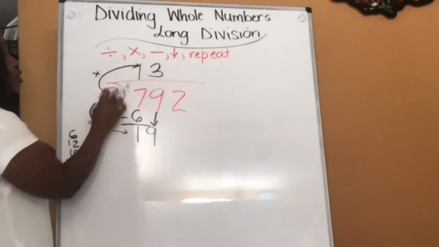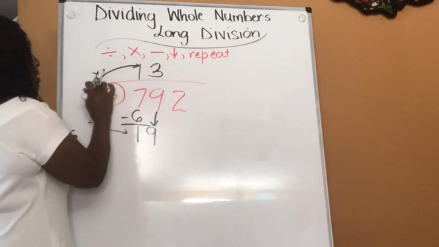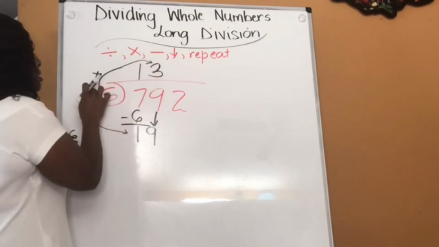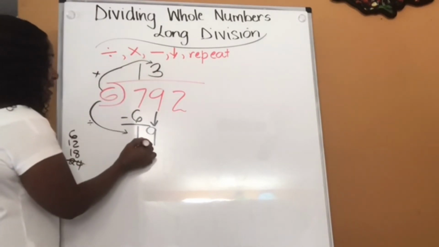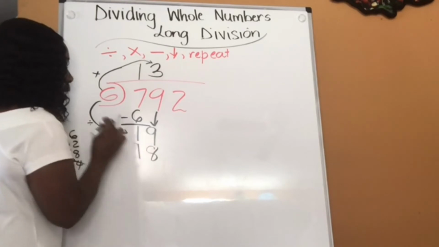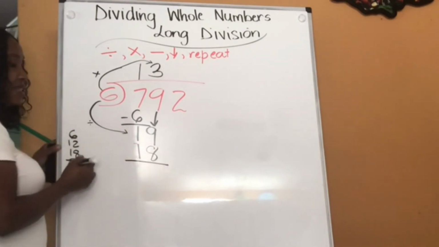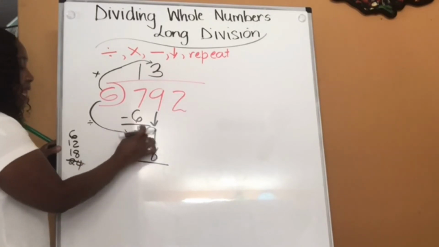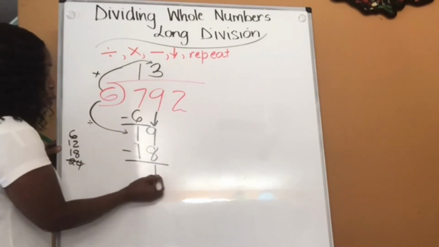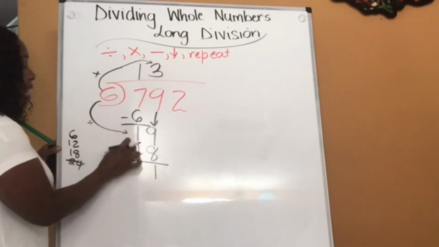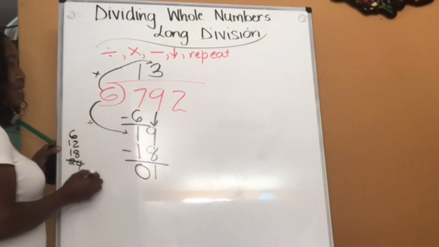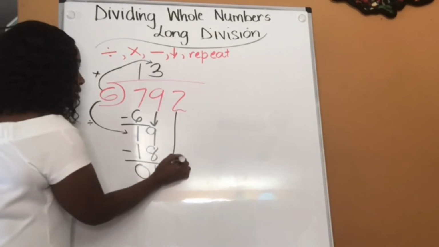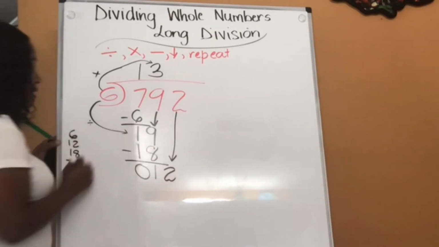Next step, you need to multiply the digit on the side by the digit you just wrote at the top. So 6 times 3, that's 18, and it goes under the 19 because you just divided the 19, and then you are going to subtract. I have 9, I give away 8, I'm left with 1. I have 1, I give it away, I'm left with 0. I'm not done because I still have the 2 to bring down. So I bring that down.